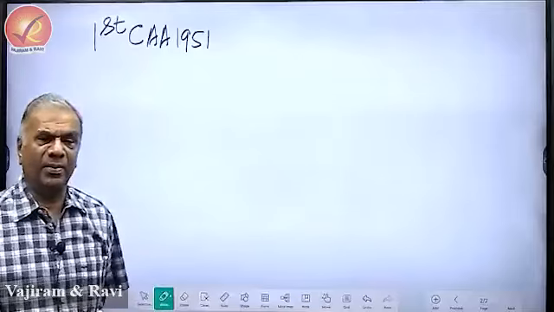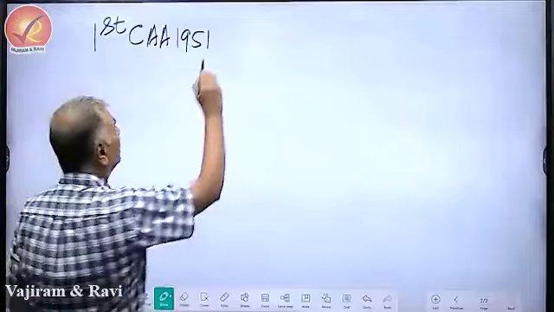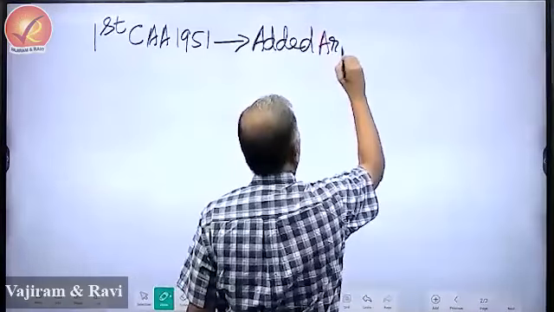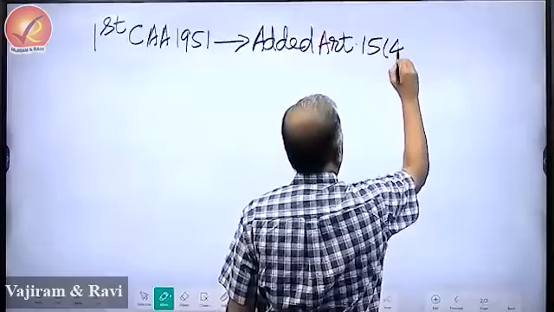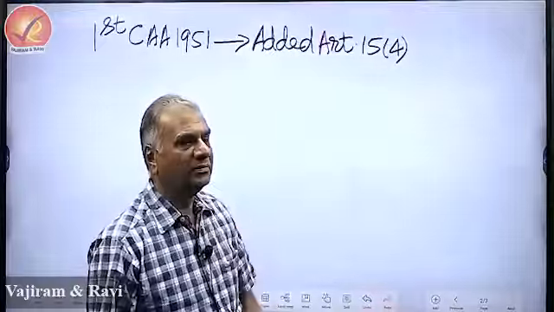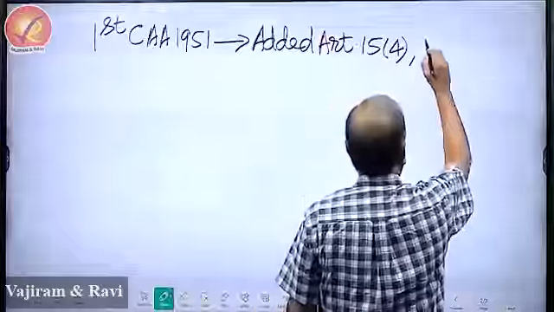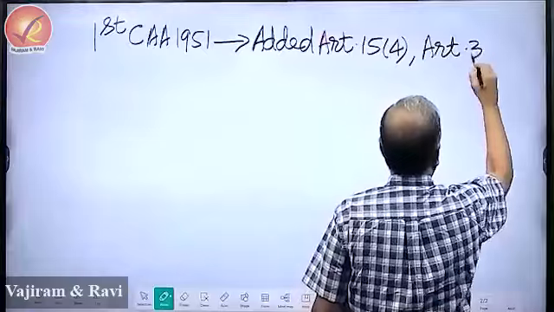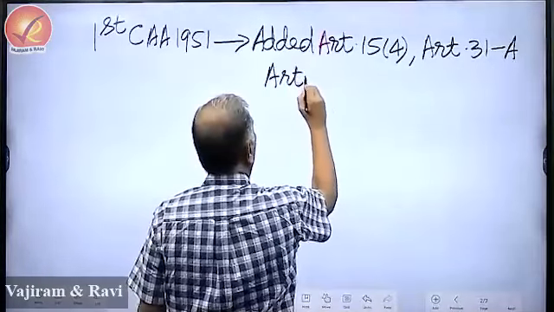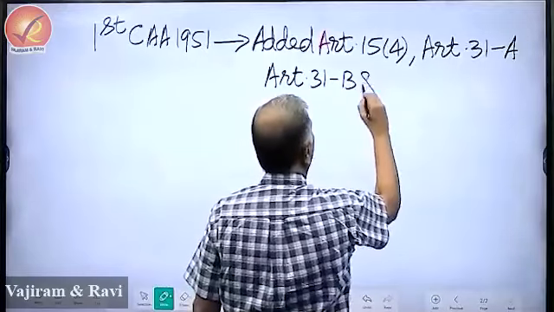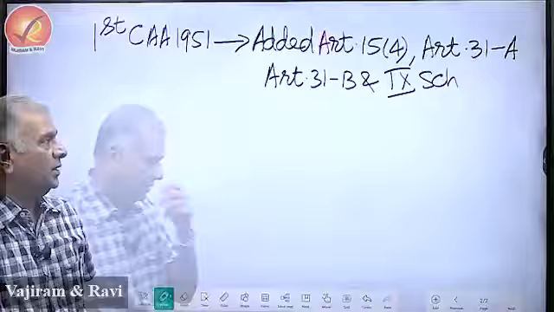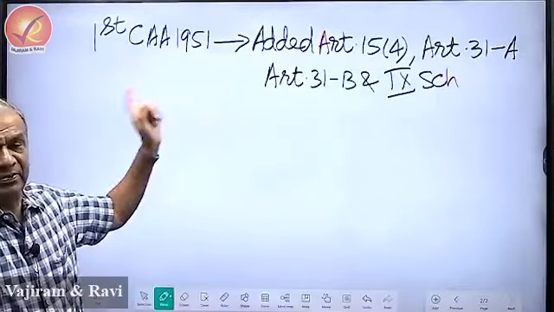Right. So what did the First Amendment Act do? First of all, it added Article 15, Clause 4. Clause 4 was added to Article 15. It also added Article 31A, Article 31B and the 9th Schedule to the Constitution. So these were some of the changes made by the First Amendment Act.